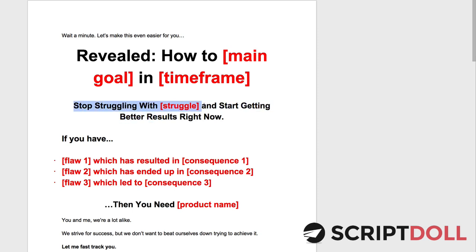"Stop struggling with," and then we've got the struggle. If you want to look at struggle, it's pretty much the main goal, but in a very negative way. The main goal is the positive achievement of something. The struggle is the negative aspect that you face because you can't get there. So the main goal would be to get rid of unsightly back hair, and the struggle would be unsightly back hair. That's pretty much how it works. All right, so: "Stop struggling with, whatever the struggle may be, and start getting better results right now."